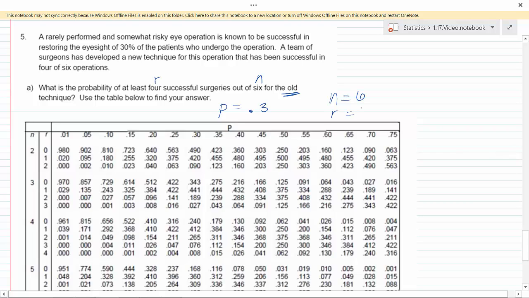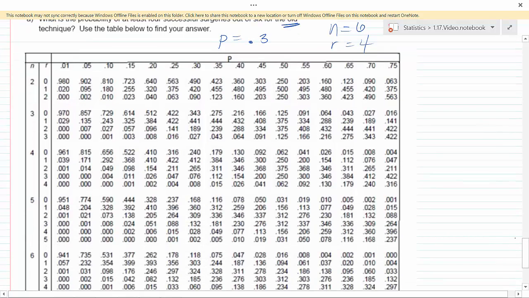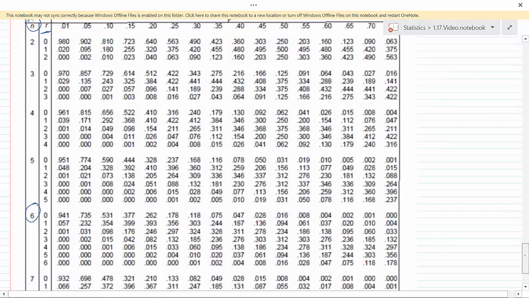R is 4, and our P, our probability of success, is 30%. So in the table, I'm going to look at the N column first, and I'm going to find the 6. Then I'm going to look at the R column and find the 4.